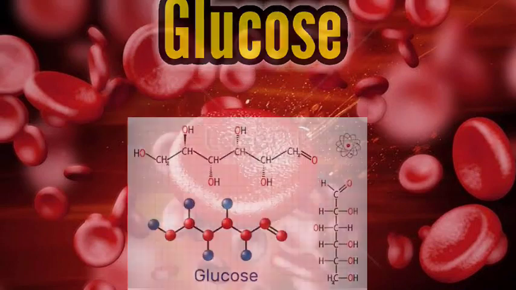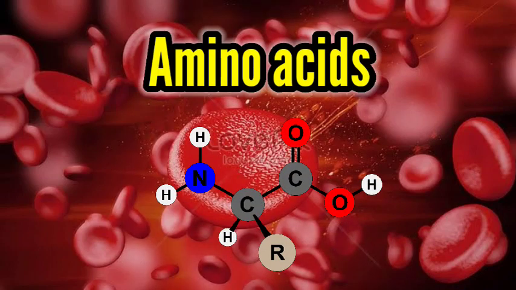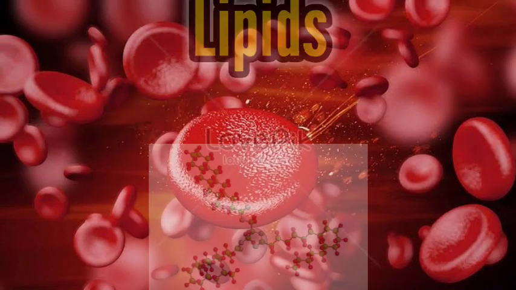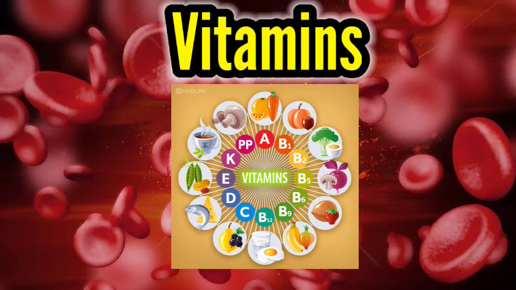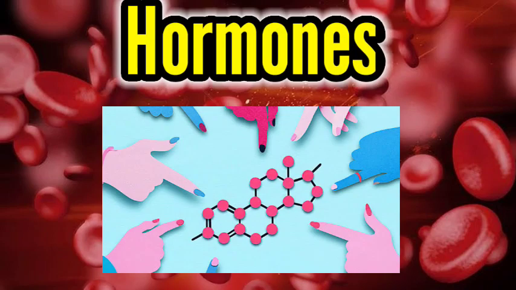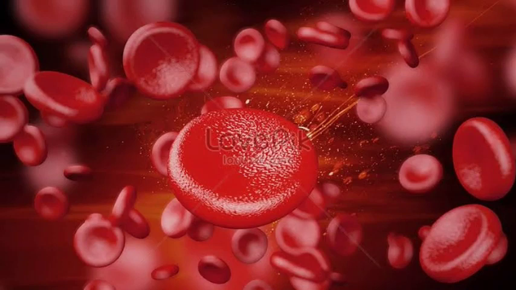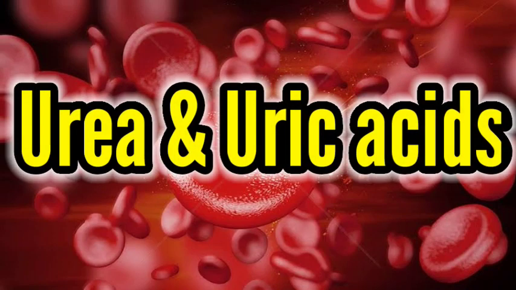Now glucose, amino acids, lipids, vitamins, and hormones and waste material like urea and uric acid are present. So these constituents are present. Now we will learn in detail about the human RBCs.